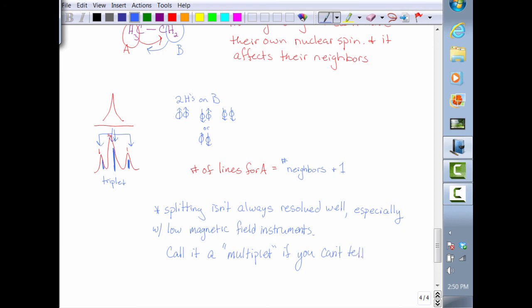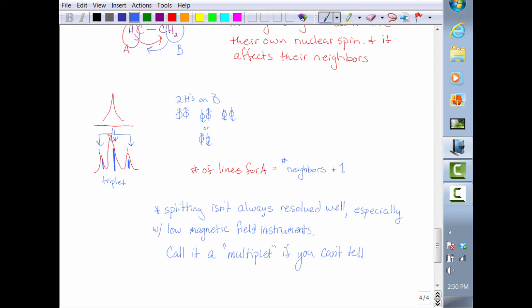So if you're talking about something in your notebook and you can't tell what it is from the spectrum, just call it a multiplet. If you can tell it's a triplet or a doublet, then go ahead and call it that. But a lot of the times you won't be able to tell. Our instrument here is only, so you measure magnetic field in megahertz usually, and our magnetic field is only 60 megahertz, whereas a decent instrument is more like 400 megahertz. So ours is really old, but it's easy to take care of. That's why we have it.